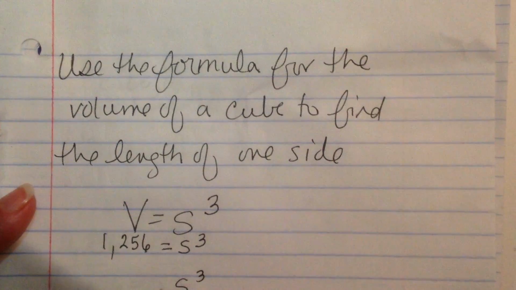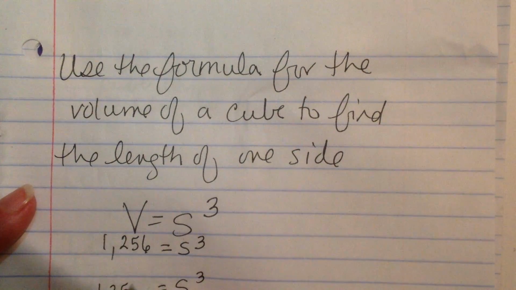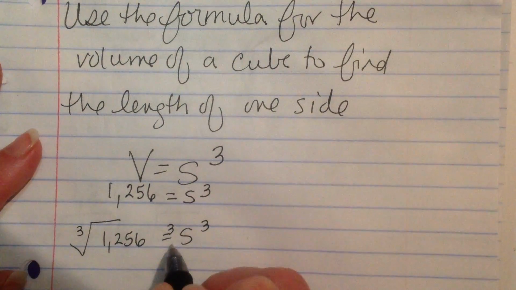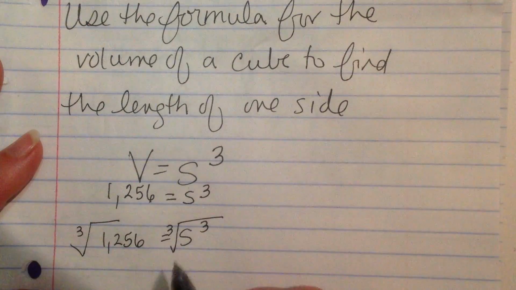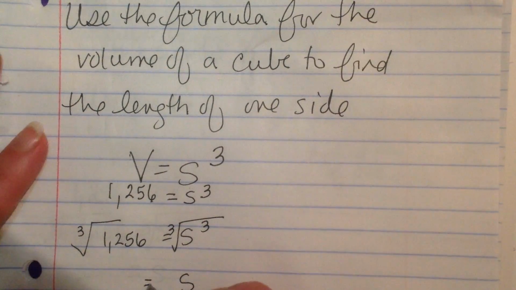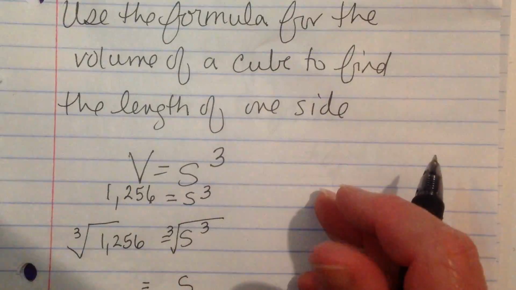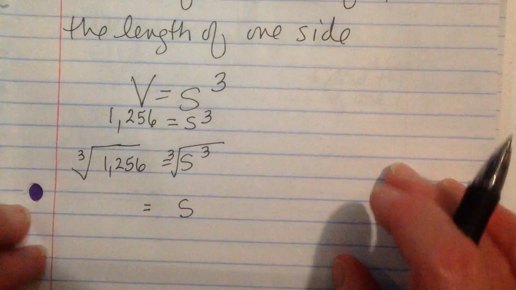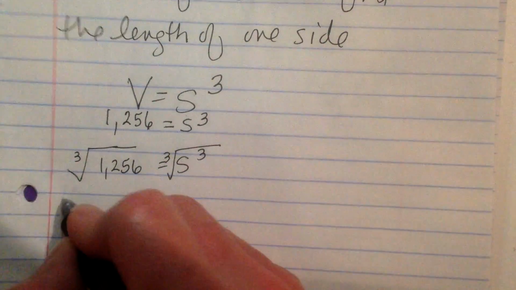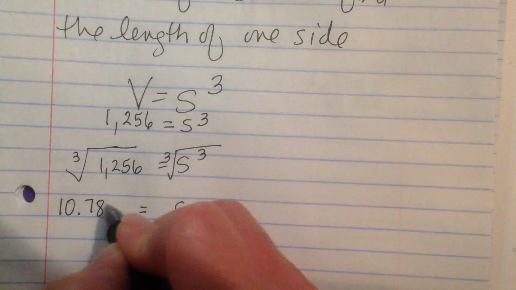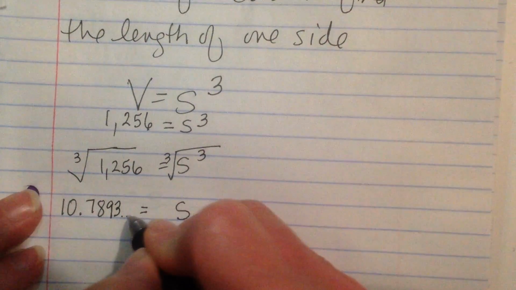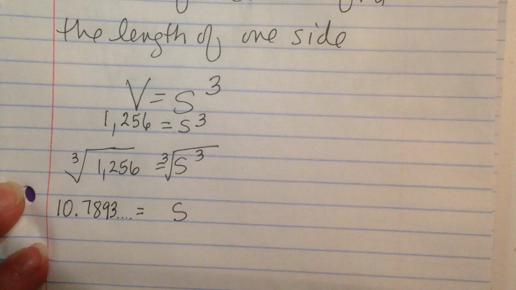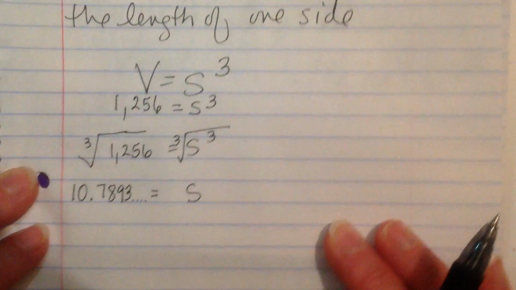So what I must do is take the cube root of each side. Taking the cube root, just as I did in the previous example, let's take the cube root of each side. Well, the cube root of s cubed gives me s is equal to the cube root of 1,256. You'll need to punch that in on your calculator. And when you do, you get something like 10.7893..., and I'm going to use dots just to show that that value goes on and on and on. And we're supposed to round our answer to the nearest tenth.